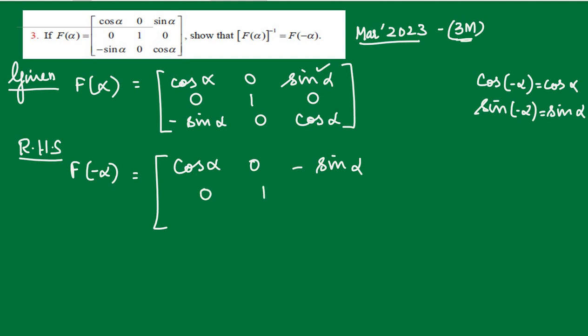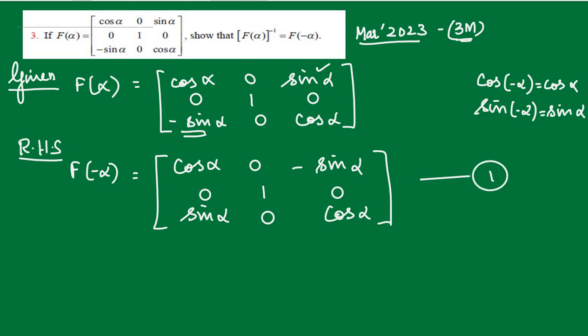This is 0, 1, 0. Minus sin of minus alpha becomes plus sin alpha, 0. Cos of minus alpha is cos alpha. We have found the RHS, have it as equation number 1. Next we find what is the LHS.